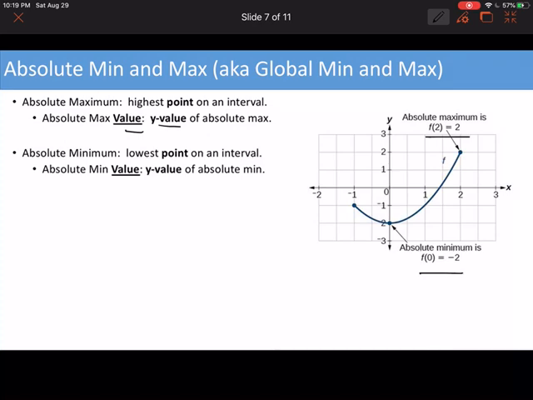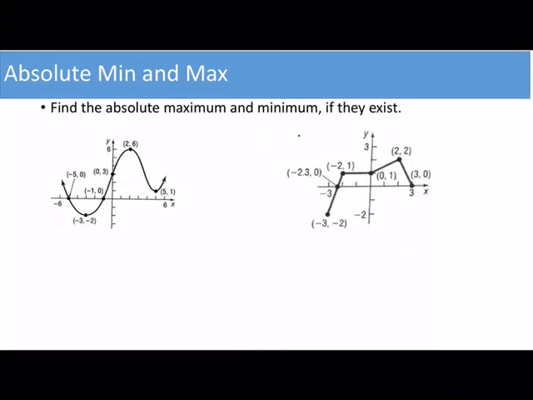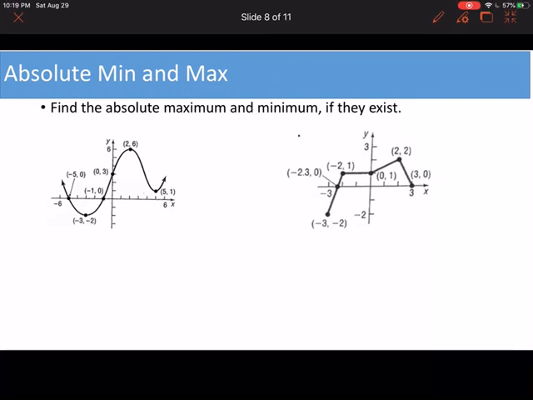So the absolute max value is 2, and then here's -2. So it just depends on how it's worded, so be careful when you read the book and the problems and how it's worded. So let's look at these.